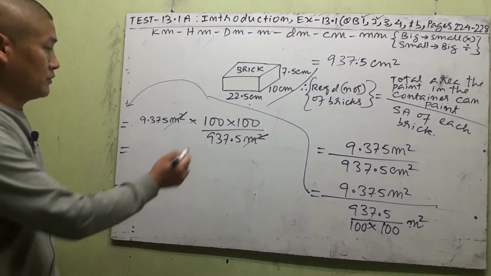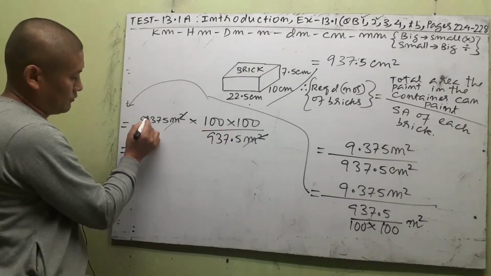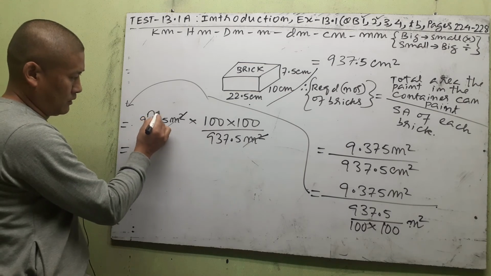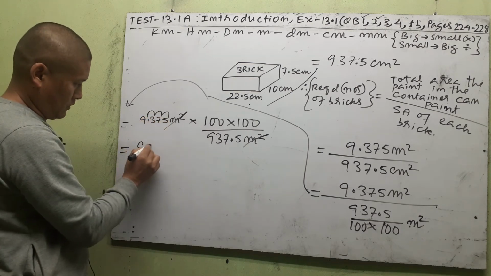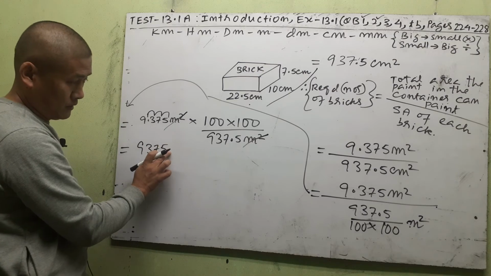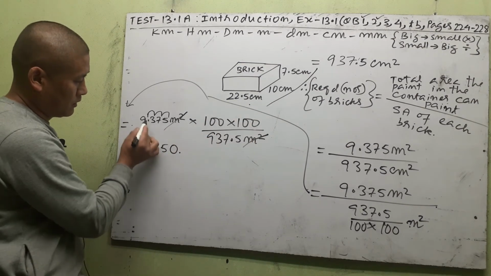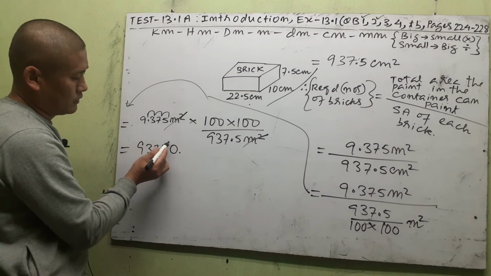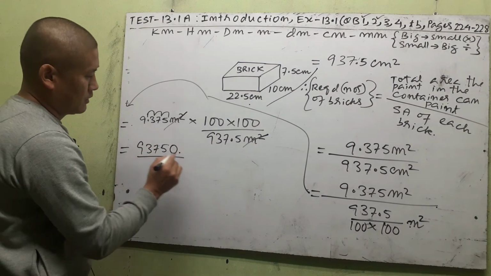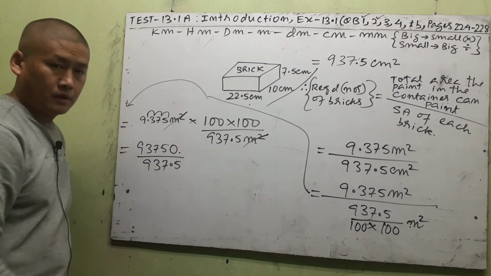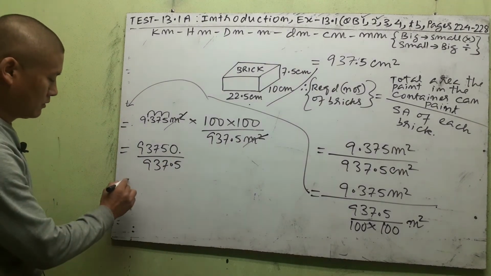So now there are 4 zeros here, 1, 2, 3, 4. So let's shift the decimal. Multiplying by 0 means the decimal shifts to the right. So 1, 2, 3. So 9375 here, decimal. But one more 0, so we add that, and the decimal has gone here. From here 1, 2, 3, 4, because there are 4 zeros. Divided by 937.5. We're almost there now.